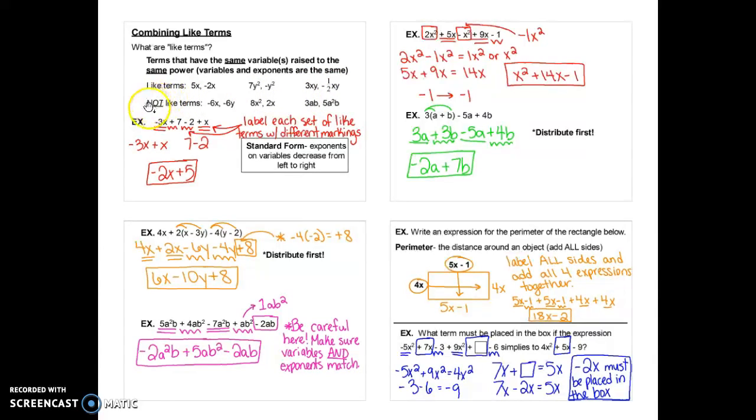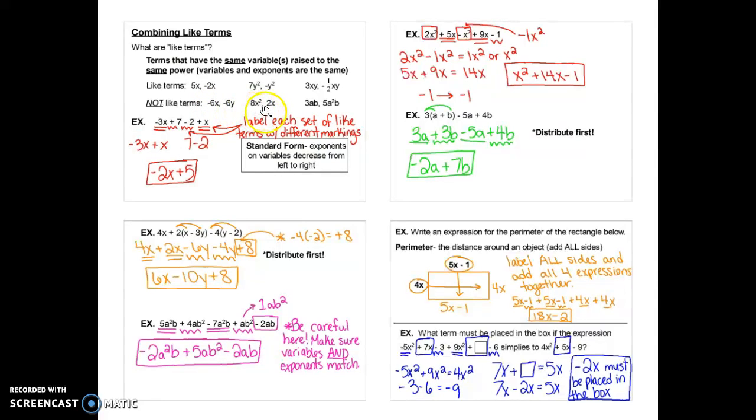Now, three sets of examples that are not like terms: negative 6x and a negative 6y. Okay, these are not like terms because the variables are different. This term has an x and this term has a y, so they are not like terms.